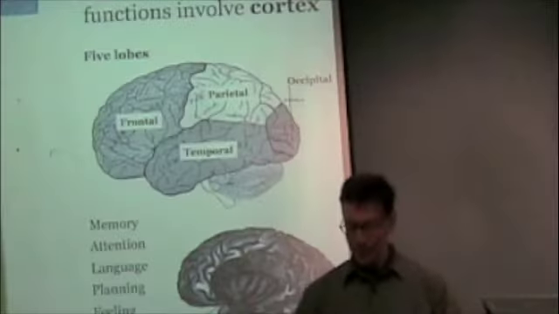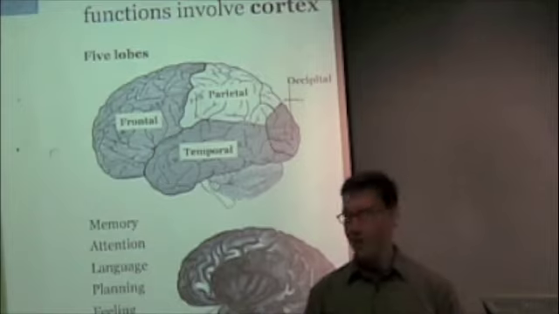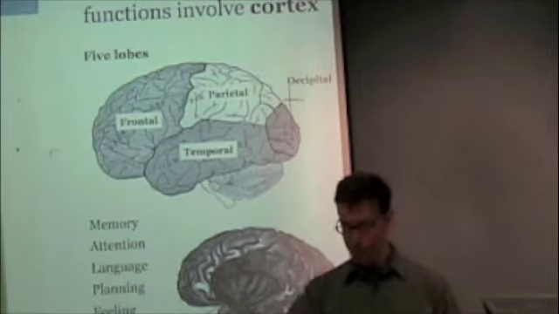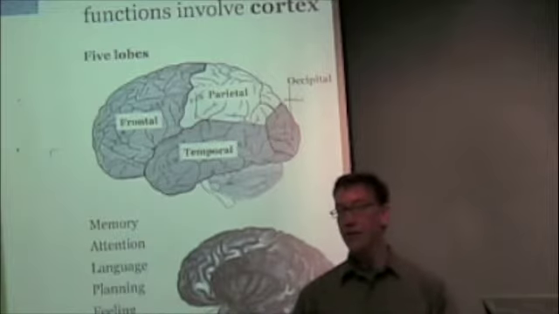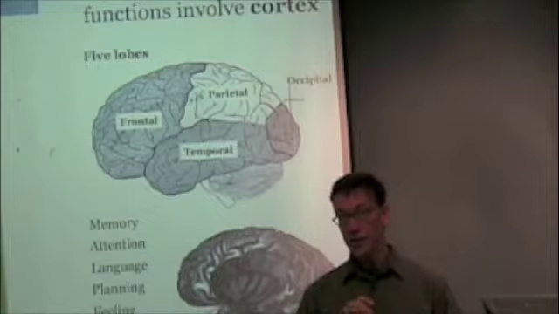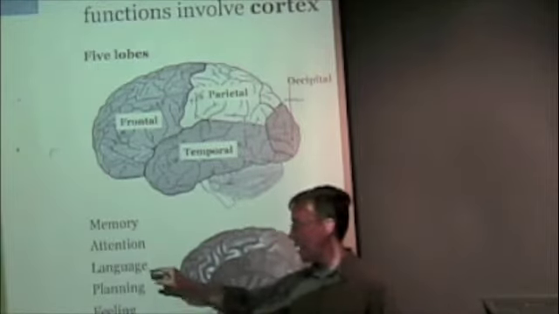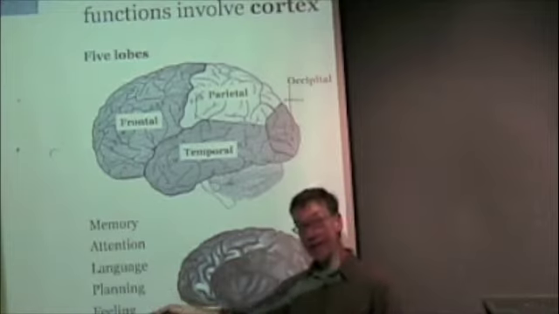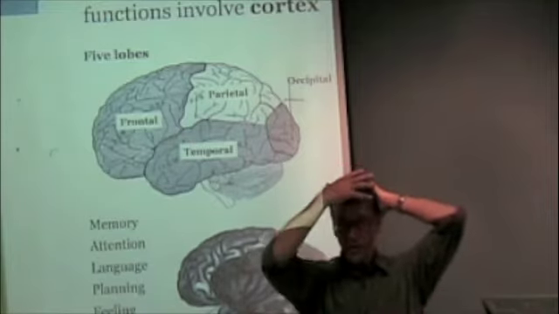Okay, so many simple reflexes involve the peripheral nervous system in terms of sensory input, maybe a few interneurons in the spinal cord, and then motor output to the muscles. But higher cognitive functions, the kind of abilities that we are particularly interested in terms of the influence of drugs, for example memory, attention, language, planning, or feeling, are going to involve the cerebrum, which is what a lot of people think of when they think of the brain.